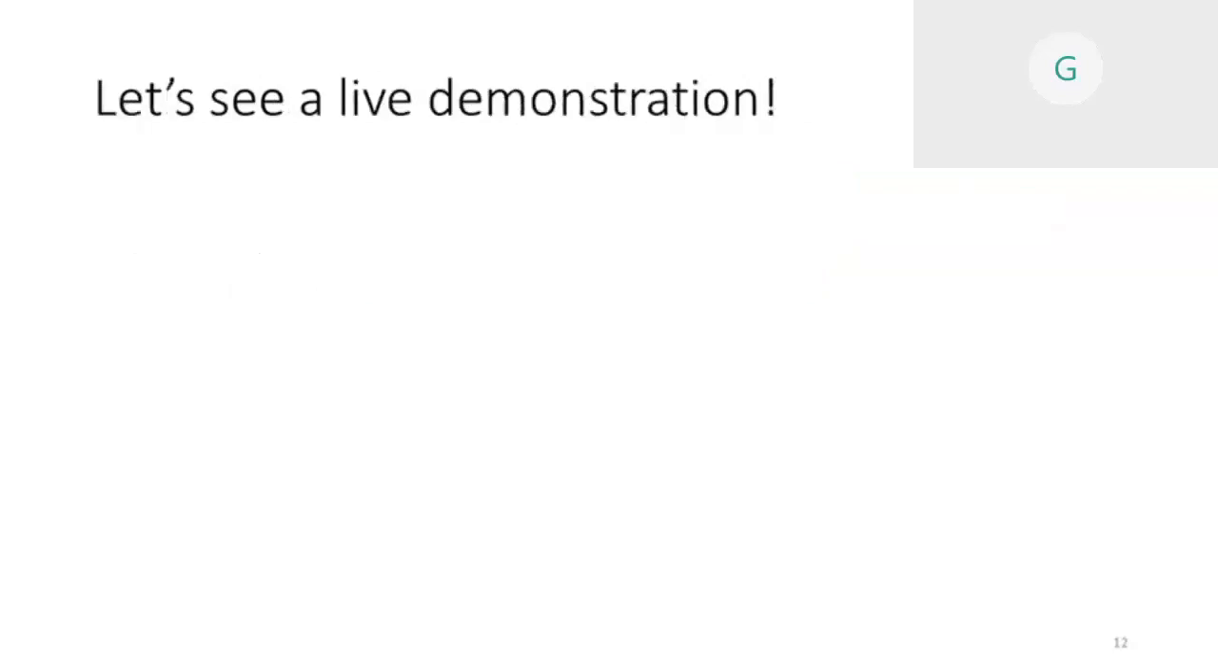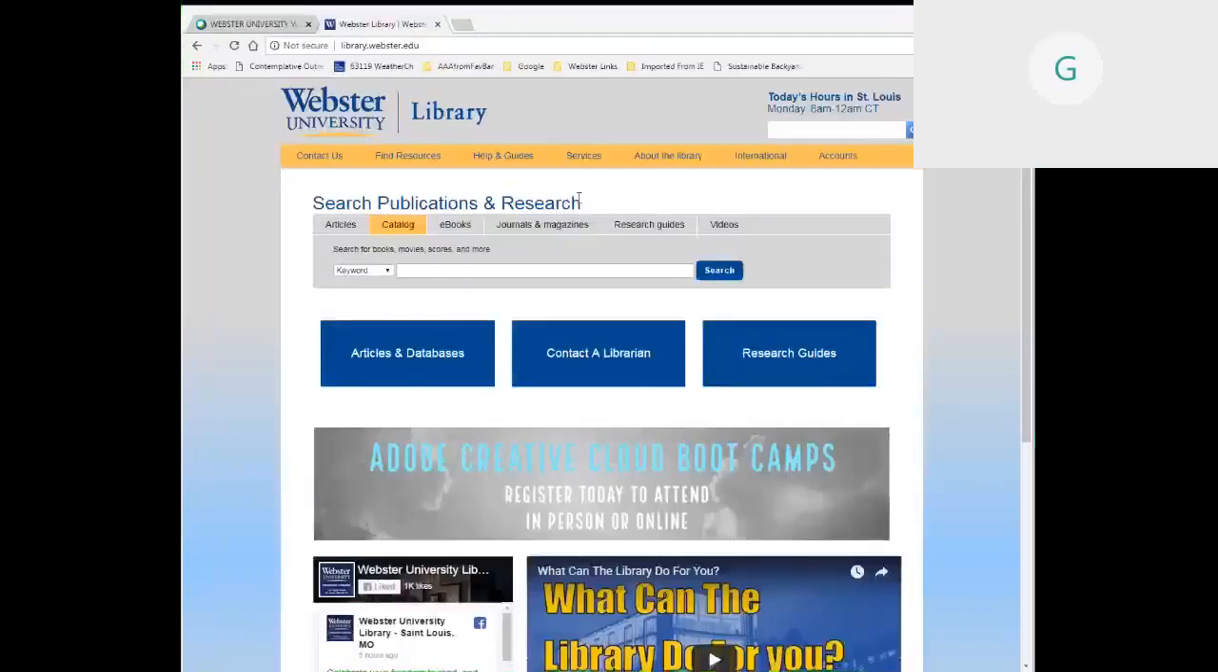Okay, now we're ready for a live demonstration, so excuse me one moment while I share my monitor with you. And here we are. In addition to the research guides on your topic, I'm going to show you another way online for how to find journal articles. We're going to start at the library homepage. Remember, it's at library.webster.edu.